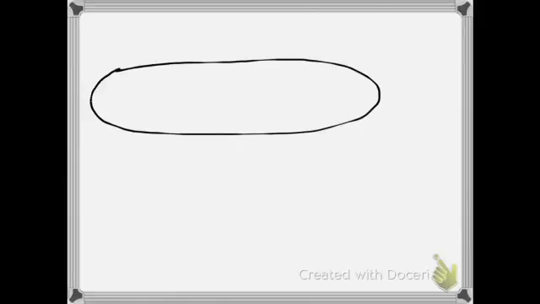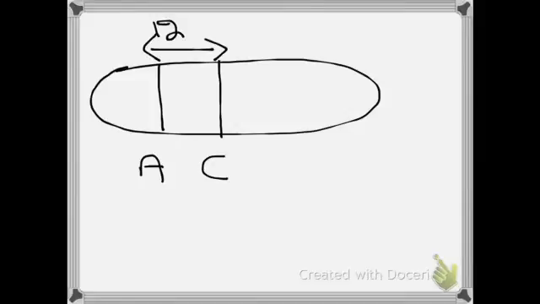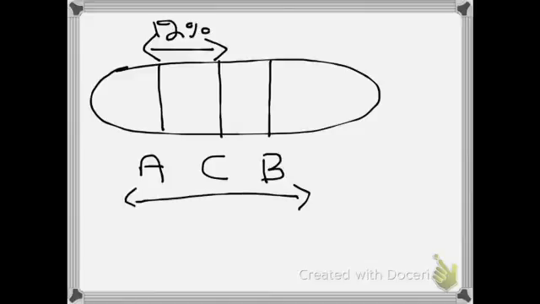So, first we would think about how this chromosome could be set up. I'll draw a chromosome, and we know that A and C are 12% apart, so we'll draw those first. A and C, and 12%. We also know that A and B are 28% apart. So, if we put B over here, then we can assume their distance is 28% apart. However, this is only assuming that the distance between C and B is less than 28%.